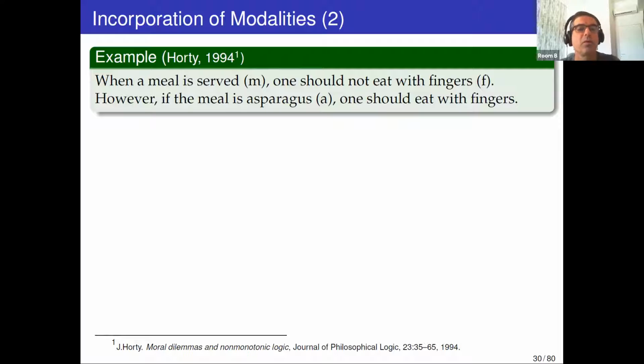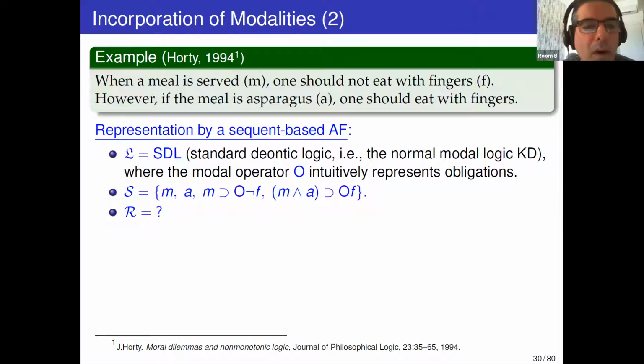So suppose that we have a meal denoted by M. So usually when meal is served, one should not eat with fingers. So this is denoted by the propositional atom F. However, if a meal is asparagus A, one should eat with fingers. Okay, so one way of representing this scenario is by using standard deontic logic, the SDL, which is actually the normal modal logic KD, where the modal operator O intuitively represents obligations.